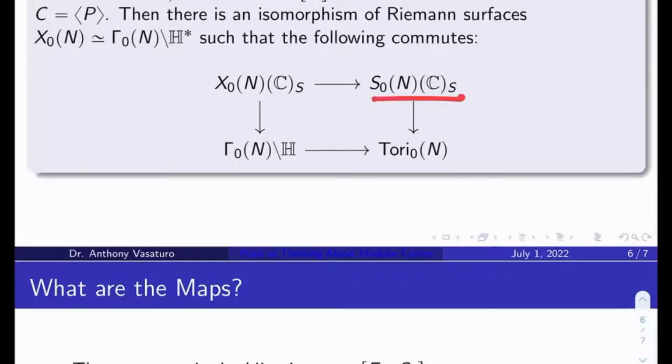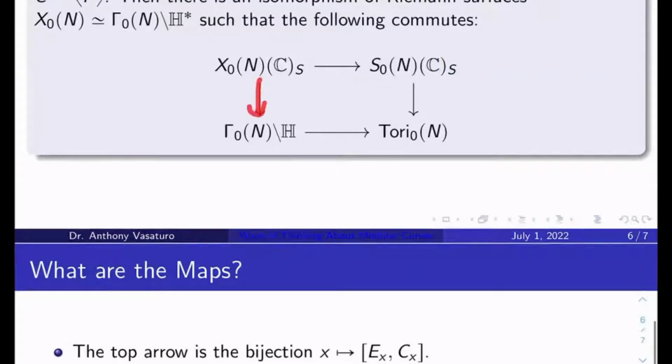Which, I mean, we already know what this is too. This is the set of all enhanced elliptic curves for gamma sub 0 of n, whose J invariant isn't in S. Okay. Then we have a map going down to gamma sub 0 of n acting on H. So this is the orbit space. And then we have a map going to tori sub 0 of n. Now, what are all of these maps?